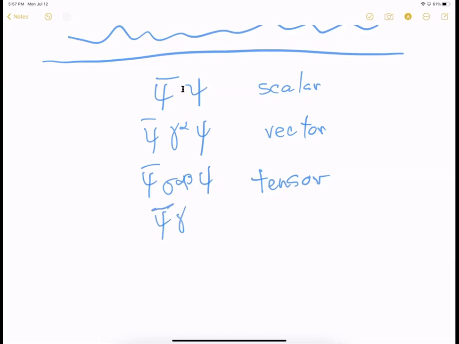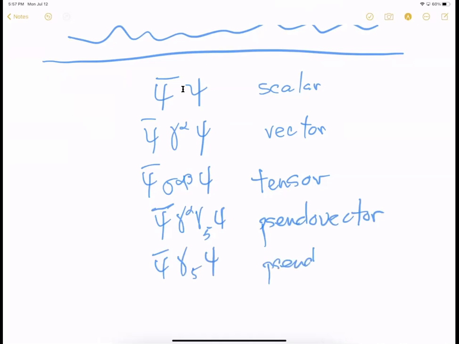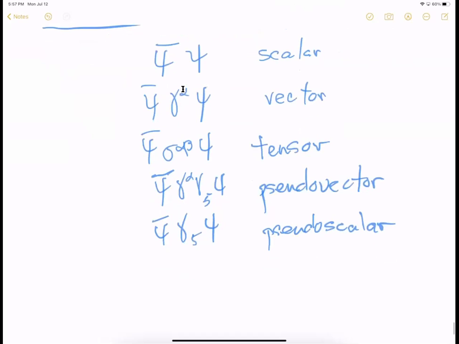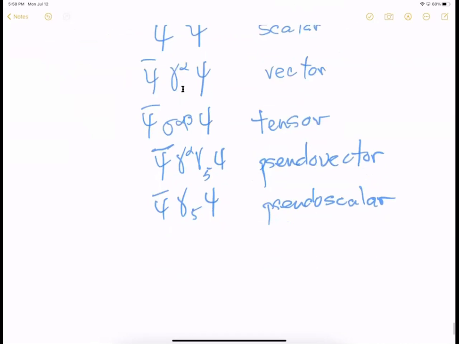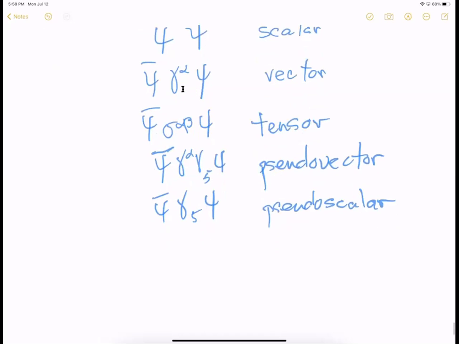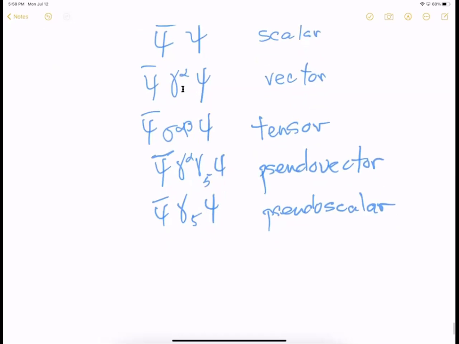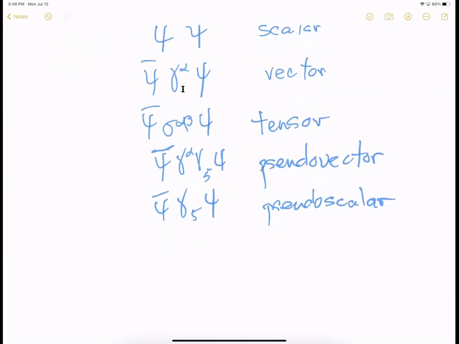So we have what's called the pseudovector, and finally the pseudoscalar, where you just put a gamma 5. These are the things that you can stick between a pair of spinors to produce various vectors. And these are the kinds of interactions that you might get by contracting these, say, on gauge fields. You could produce different kinds of interaction. People have looked at all these different things.